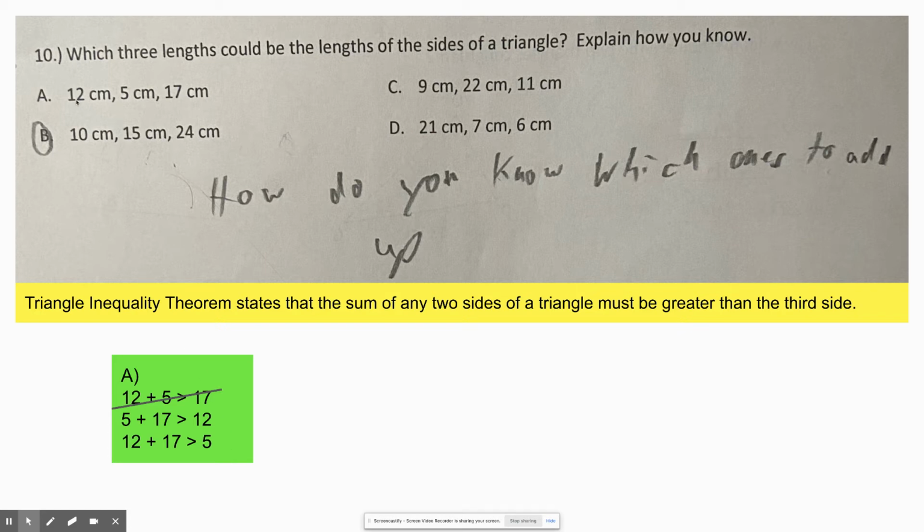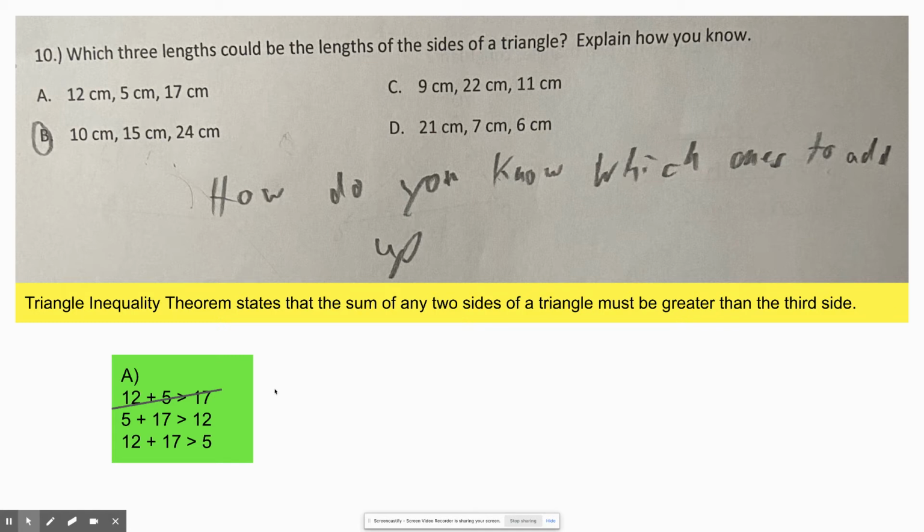Therefore, if you had three sticks that look like this, it would not be a triangle. It would be a long, flat stick at 17 centimeters, and right above there would be a 12 centimeter and a 5 centimeter stick. And you'd have no inside for this triangle. So it's definitely not A.